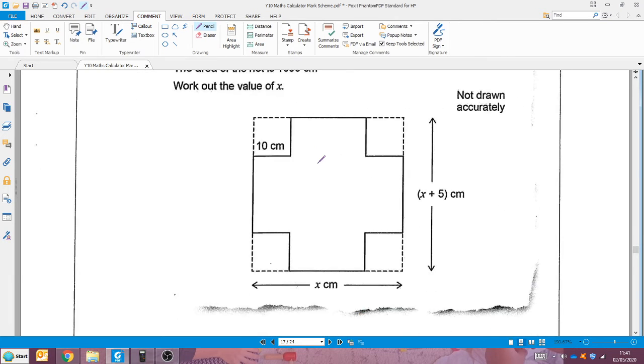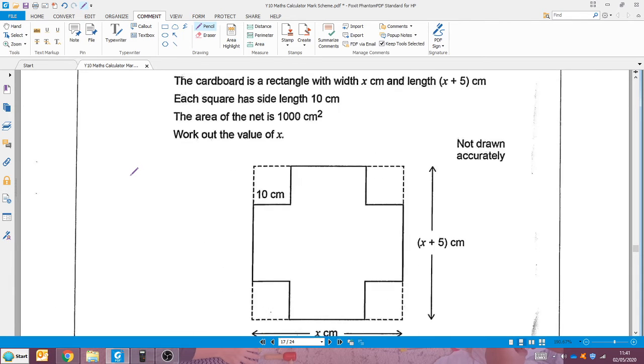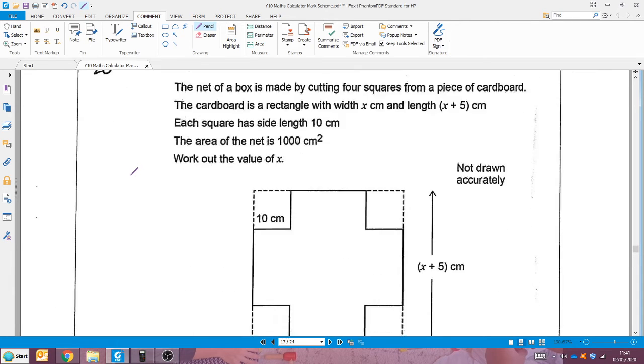I'm not going to read that just yet, but I will show you this. Show that Katie can form this equation. That means show that Katie can make this equation from the above story. It doesn't mean solve it and try and work out x. It does not say that. It's only 3 marks, so let's see what I've got.